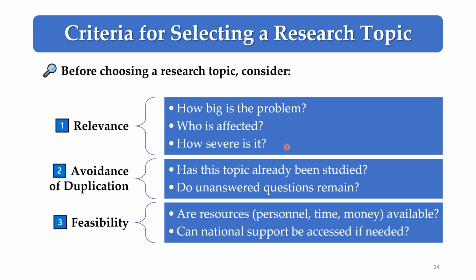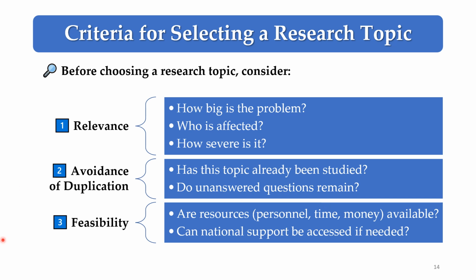When you are ranking, you will be reading these questions and ranking the problems against a scale, say 1 to 3. Which of them is the biggest problem? Which of them has the most affected individuals? How severe is it? You rank them. Then we have a criterion to avoid duplication. You want to ask yourself, has this topic already been studied? If so, are there unanswered questions?